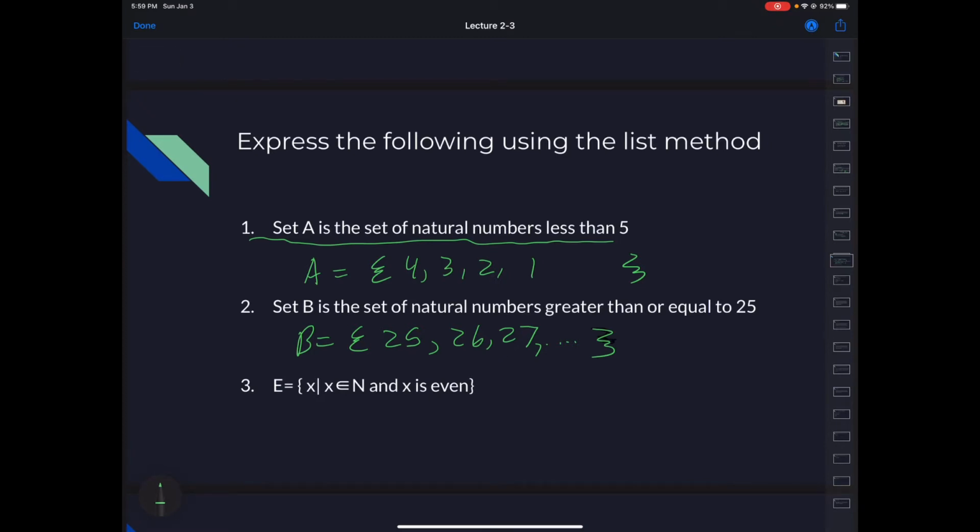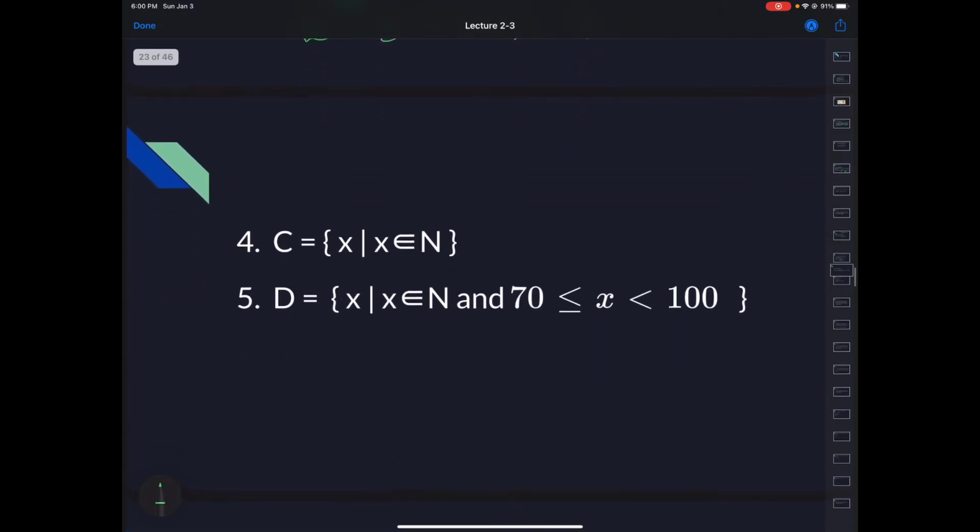And then in number 3, we have E is equal to x, given that (this little line means given that) x is an element of the natural numbers, and x is even. Which of the natural numbers are even? Well, E is equal to all of the even natural numbers, which are 2, 4, 6, 8, onward to infinity. And so this is a little bit of natural number set notation.